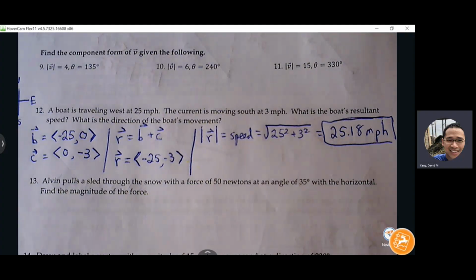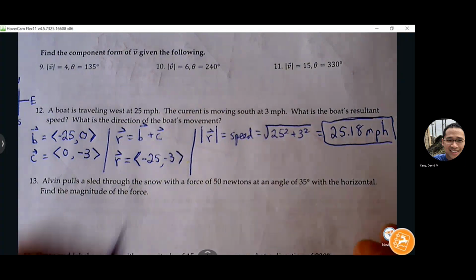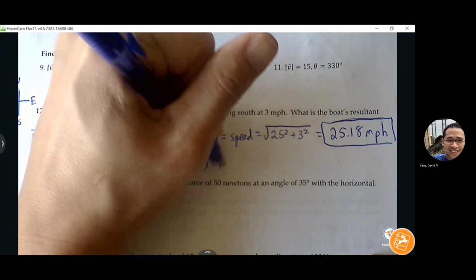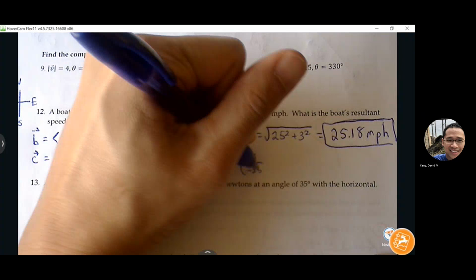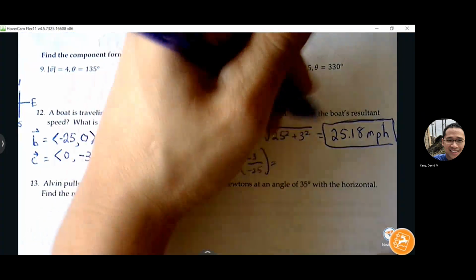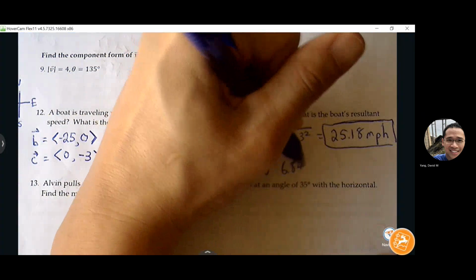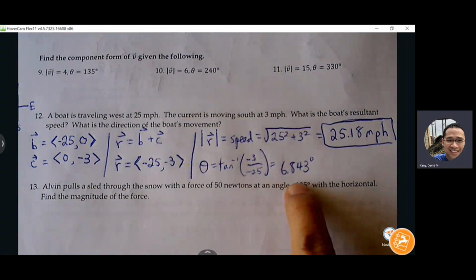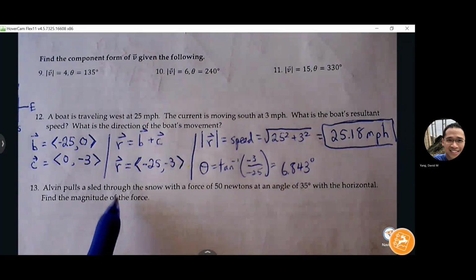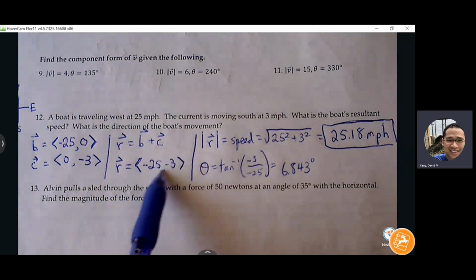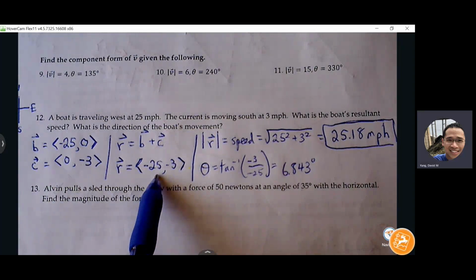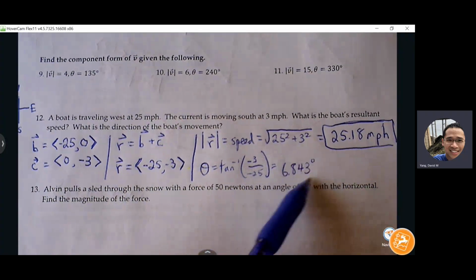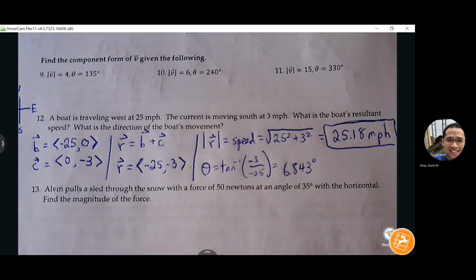And what can I use to do direction? Inverse tangent. B over A. Okay, any adjustment that has to do with this inverse tangent? Which quadrant is this vector getting pushed into? Third quadrant, right? So what do I do with this degree measure? How do I get this in the third quadrant?